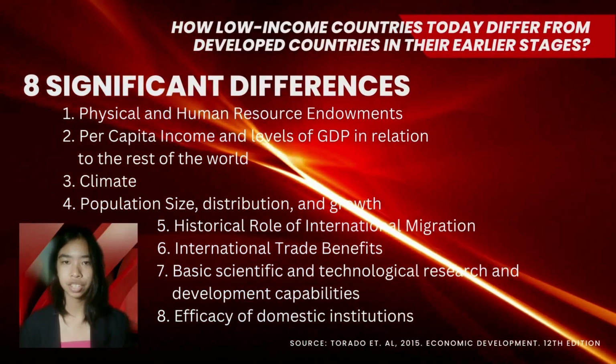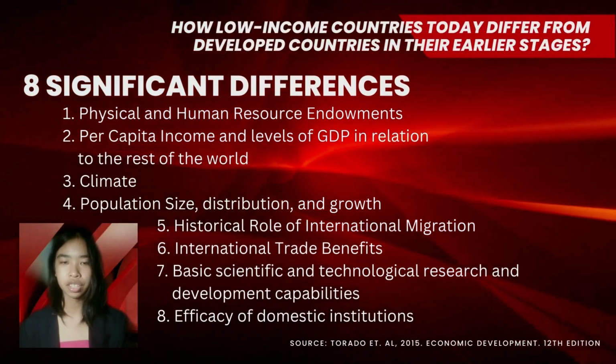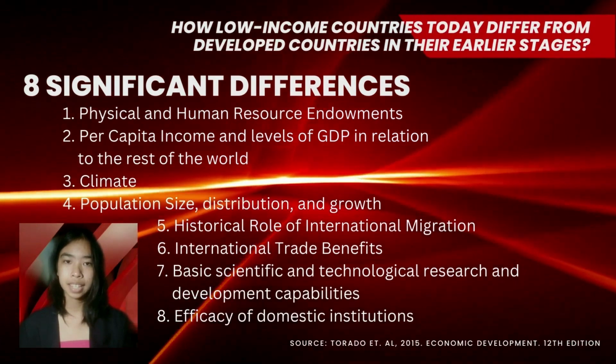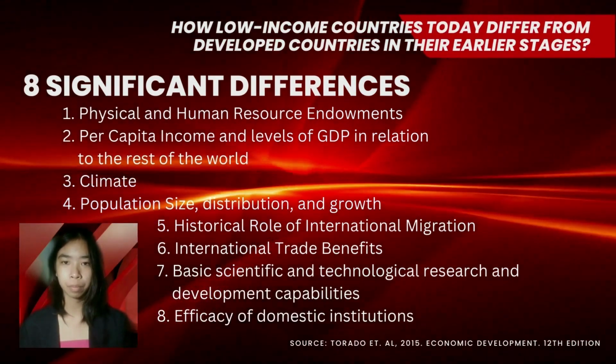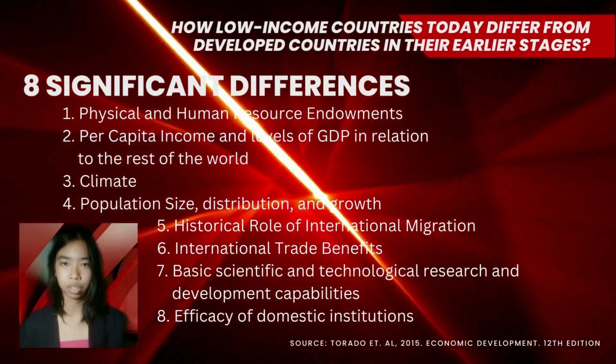The other distinctions between low-income countries today and developed countries in their earlier stages include international trade benefits, basic scientific and technological research and development capabilities, and the efficacy of domestic institutions.